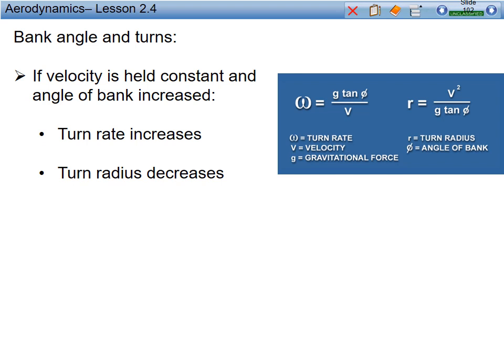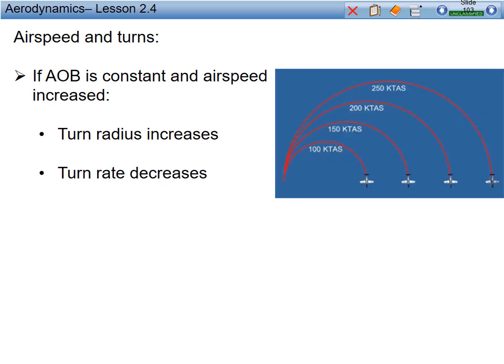If velocity is held constant and angle of bank is increased, the turn rate will increase, again being the amount of degrees per second, and turn radius will decrease. If angle of bank is held constant and airspeed is increased, the turn radius will increase and the turn rate will decrease.